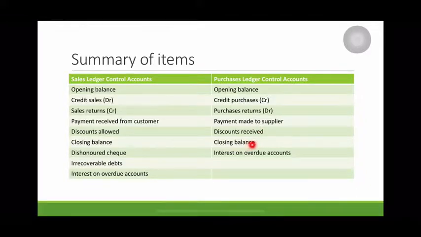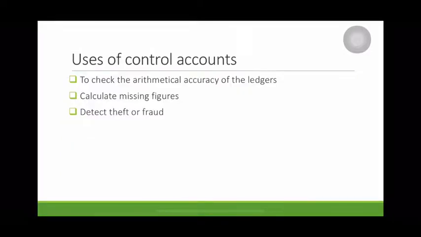And another item that may or may not appear in your purchase ledger is the interest. So when you have late payments to your supplier, they might also charge you interest for that. This will increase the amount you owe to your trade payables, so it will be on the credit side of the control account. Okay, so let's just summarize that, and from all the information I've given you, you can probably already guess what are the uses of control accounts.